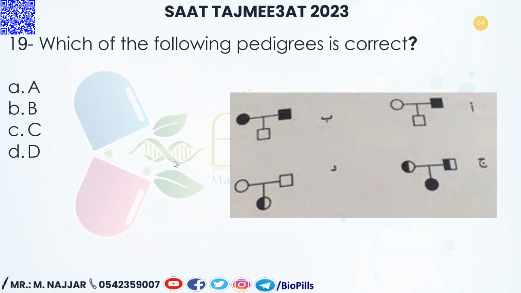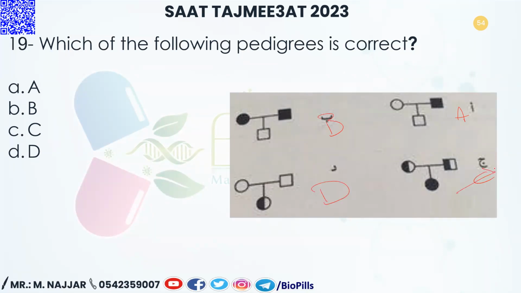All of them, of course. But how come? How is D correct? D is incorrect. Muhammad Sami, your answer is correct. It's C. By the way, this is A, B, C, D.